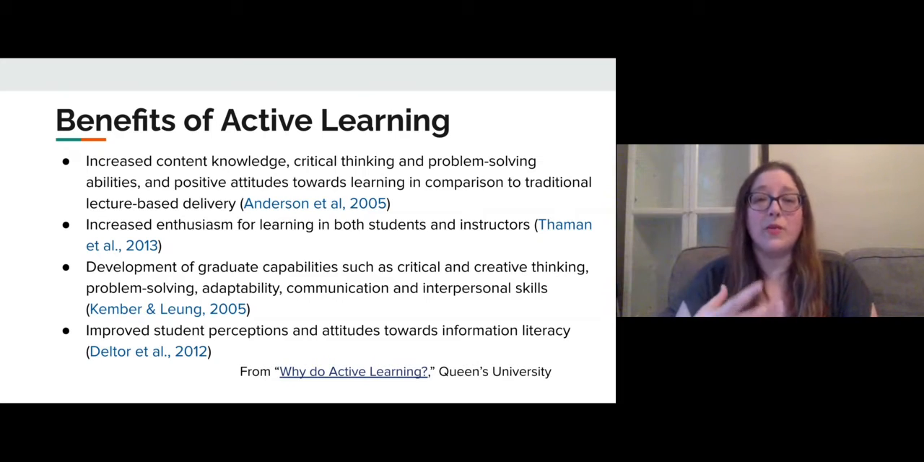So there's a lot of benefits to active learning, and they're really, really well documented. That's one of the things that we really know, is that engaging students more in the process of learning is always going to be beneficial for them and often for the instructor as well.